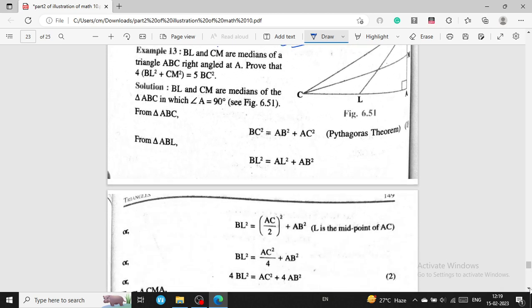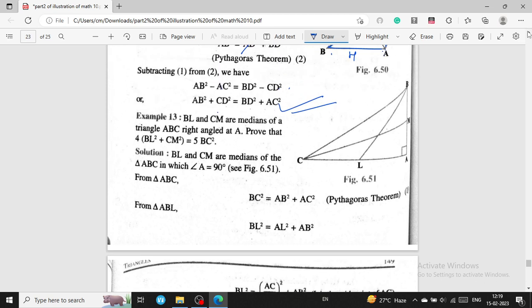Now in the 13th example, in this question, according to this figure, we are given BL and CM. Both are medians of a triangle ABC, right angled at A, and prove that 4 bracket start BL square plus CM square is equal to 5 BC square. For proving that, first of all, write BL, CM both are the medians of triangle ABC in which angle A is 90 degree. These statements are given in the question. You have to write as it is.